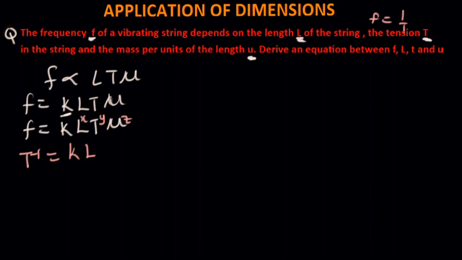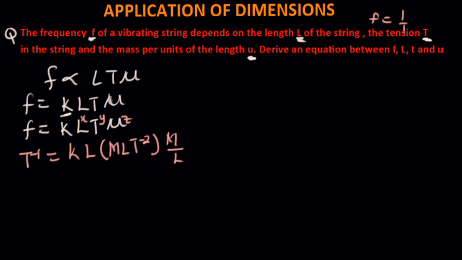L is length, so we just keep it as it is. Then we have T. T is actually tension, so it has a dimension of force, which will be in brackets M L T to the power -2, and then we'll have our mu. Mu is the mass per unit length, so that is the mass M over L.